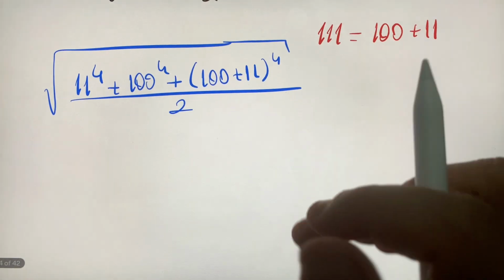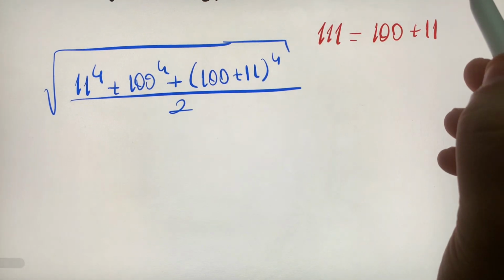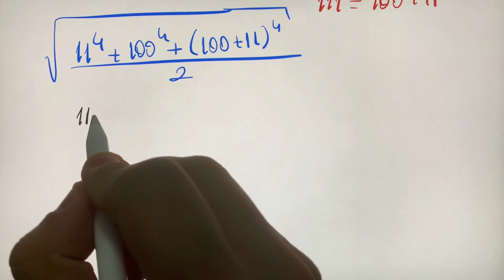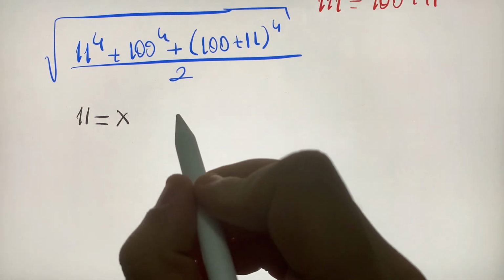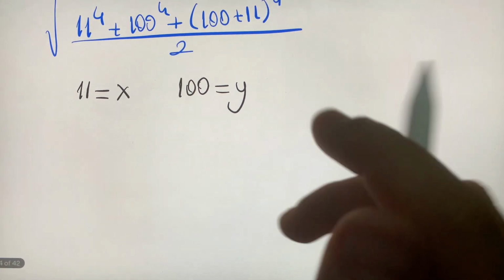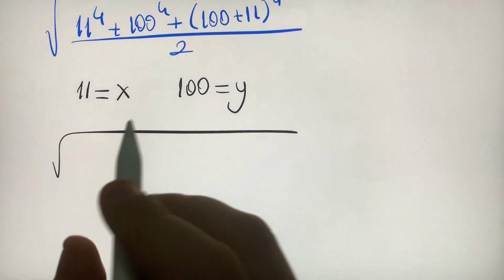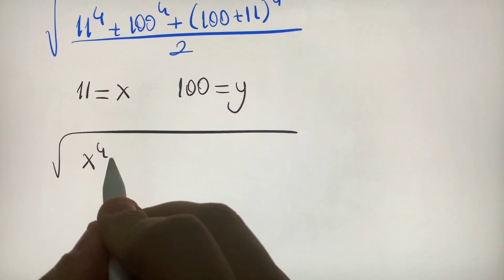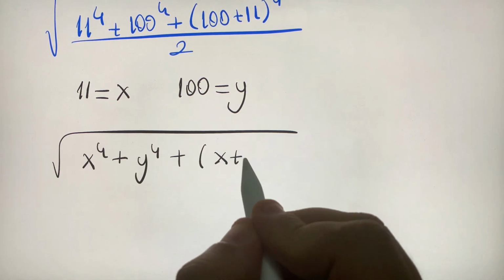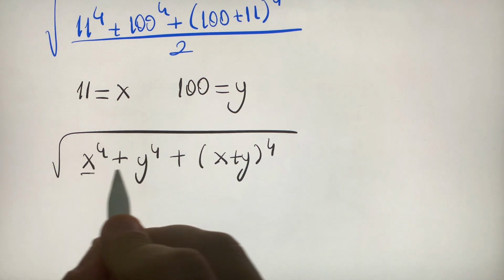Then the question is, to resemble simpler expressions, x is the number we call 11. I want to say y is the number we call 100. In this case, the question becomes x to the fourth plus y to the fourth plus (x plus y) to the fourth, divided by 2.